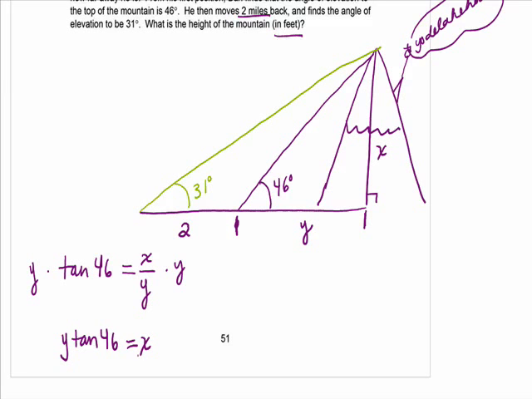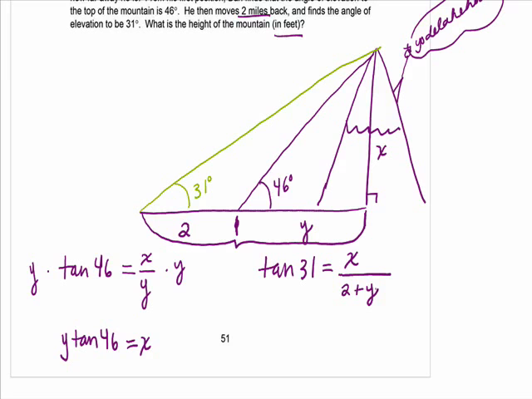I'm going to hang on to that and go ahead and go to my next angle. So now, Mr. Stern, relative to the 31-degree angle, what two sides do I have? Opposite and adjacent again. The tangent of 31, tan 31, equals x over the quantity 2 plus y. Yes, this whole distance here is the entire adjacent side. We have to add those two lengths together to get 2 plus y.